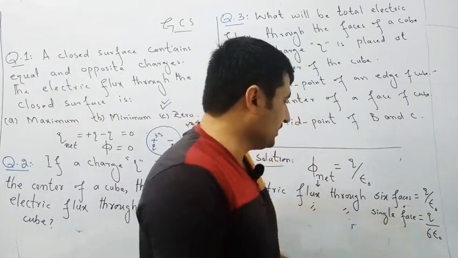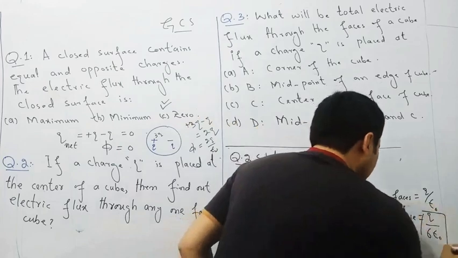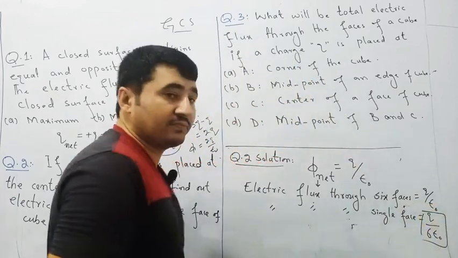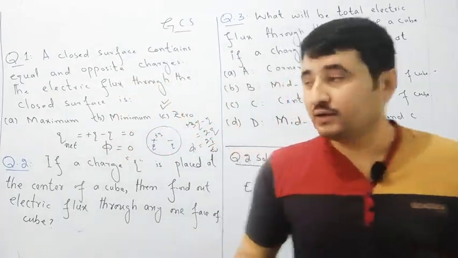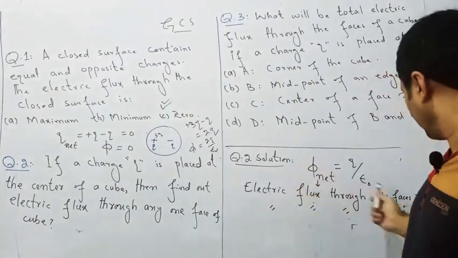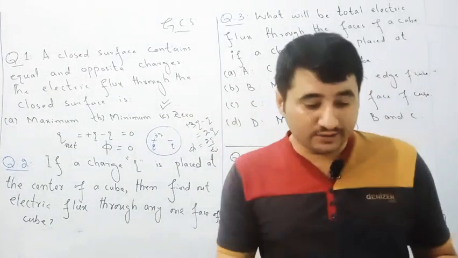Clear? So single face se aapke paas flux kya hoga? Q divided by 6 epsilon naught. Clear? From all the 6 faces, you have Q by epsilon naught. So just divide by 6.